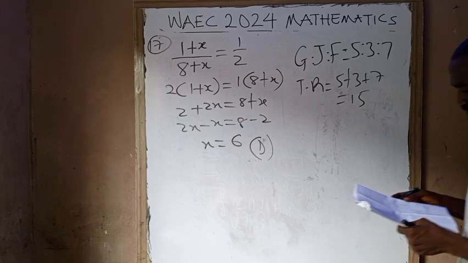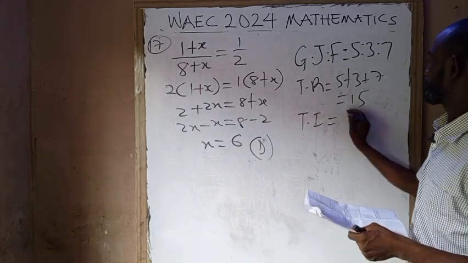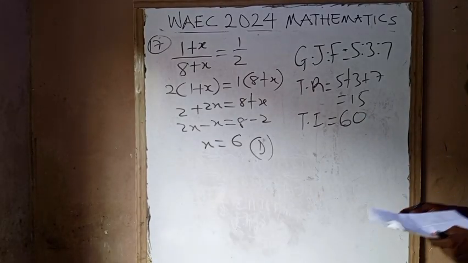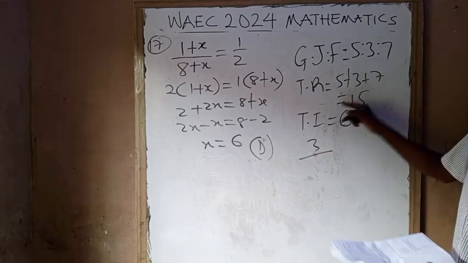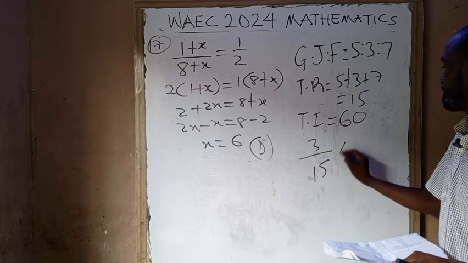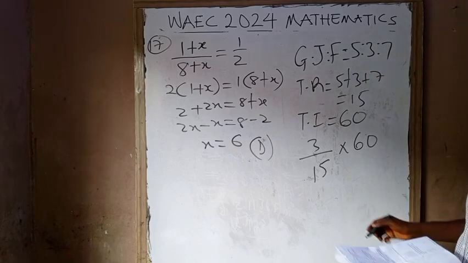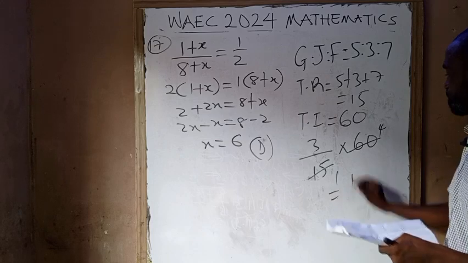And that will be 15. Okay, so total item share is 60. We have to find how many oranges Justina received. Justina is 3. So we have 3 over our total ratio of 15, times 60. J is 3. So 15 here 1, 15 here 4. So Justina receives what?